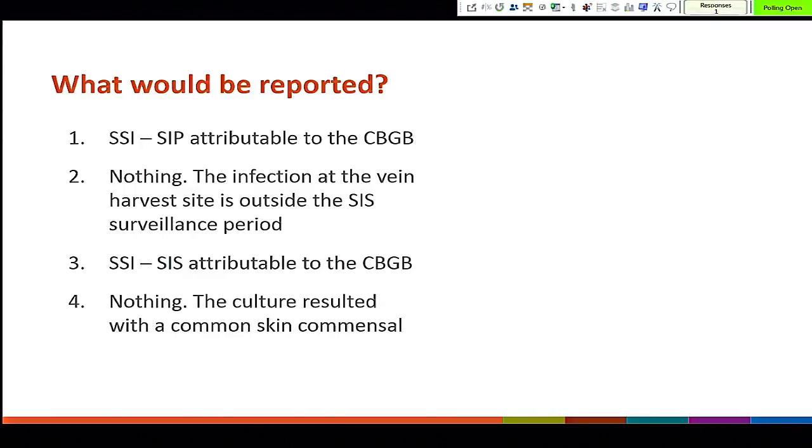What would be reported? Is this an SSI and it's a superficial incisional primary attributable to the CBGB? Is nothing reported here because the infection at the vein harvest site is outside the superficial incisional secondary surveillance period? Or is this an SSI where it's a superficial incisional secondary attributable to the CBGB? Or is there nothing here because the culture resulted with a common skin commensal?